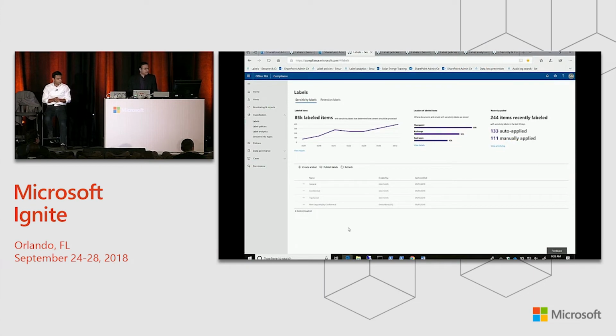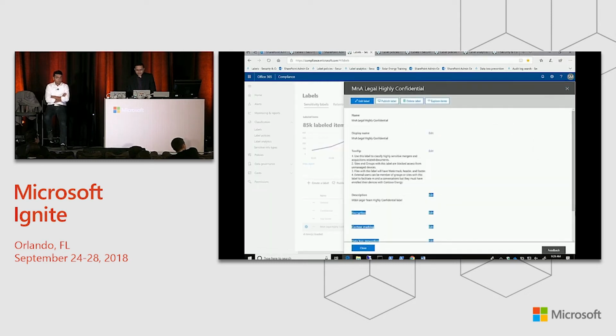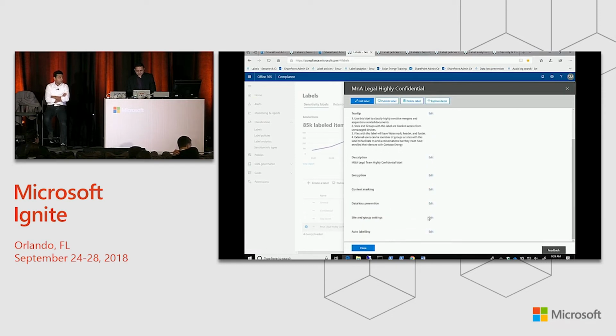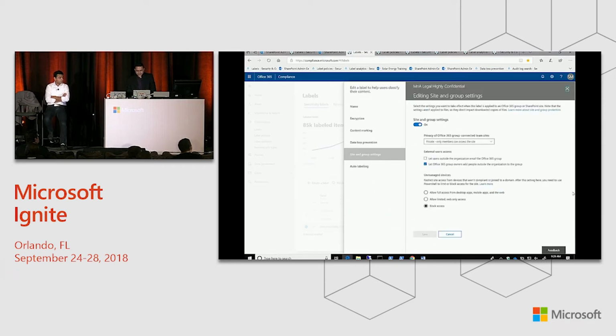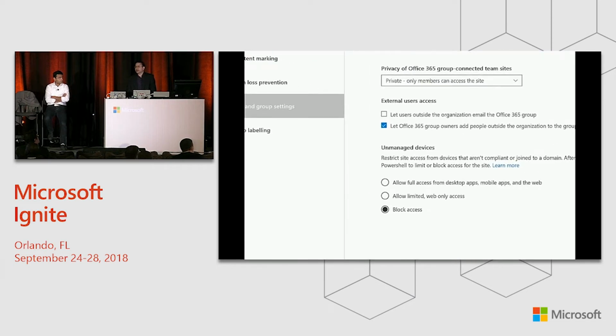So here I am, back to the demo machine. I'm going to click on the specific label, M&A Legal Highly Confidential. This label I have configured such that the policy is a little different from the confidential label that I showed you just now, wherein if the users come from an unmanaged device, let me go ahead and click on the sites and group settings. You will notice here that I actually want to block access when they come from an unmanaged device.